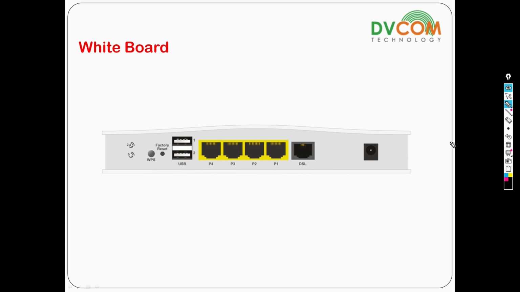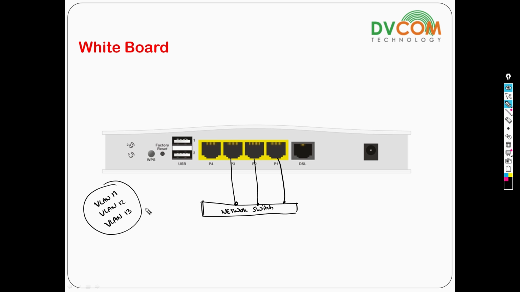Let's not get confused here. The concern is that you are going to take a network switch here. So this is my network switch. Port number 1 is connected directly, port number 2 is connected directly, port number 3 is connected directly. So the first step, you need to configure 3 VLANs: VLAN number 11, VLAN number 12, VLAN number 13. These 3 VLANs you need to configure here in your switch. That's your first step. Then second step is that shift the ports.